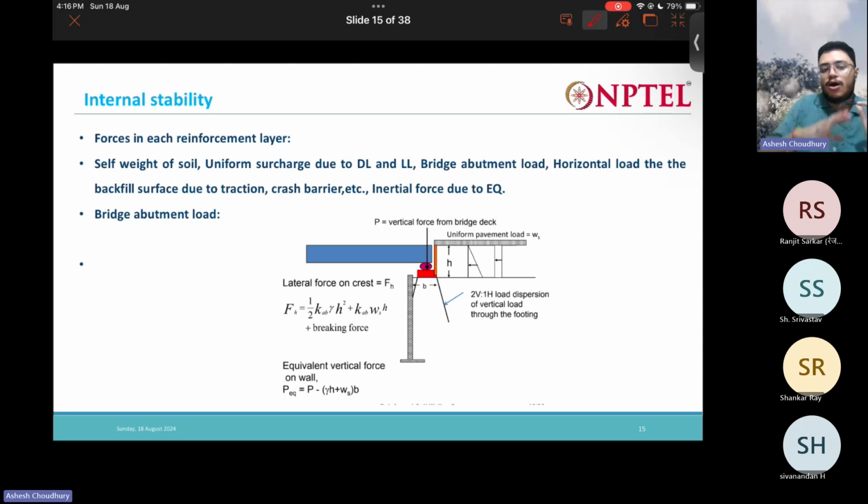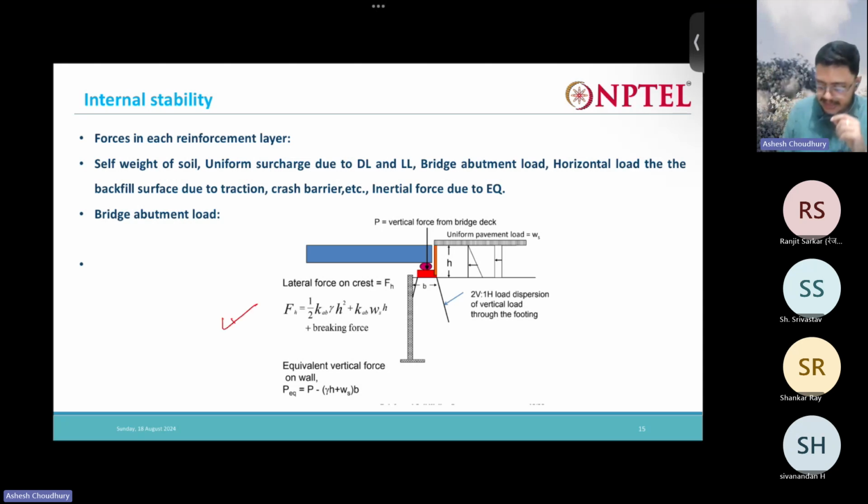These are the static loads, and apart from that the inertial force due to the earthquake, that also you have to consider. So all those loads that we considered previously will also be acting now on each reinforcement layer. Now the bridge abutment load, how to consider that, is shown here. I won't be discussing it again. So let us go to the next.